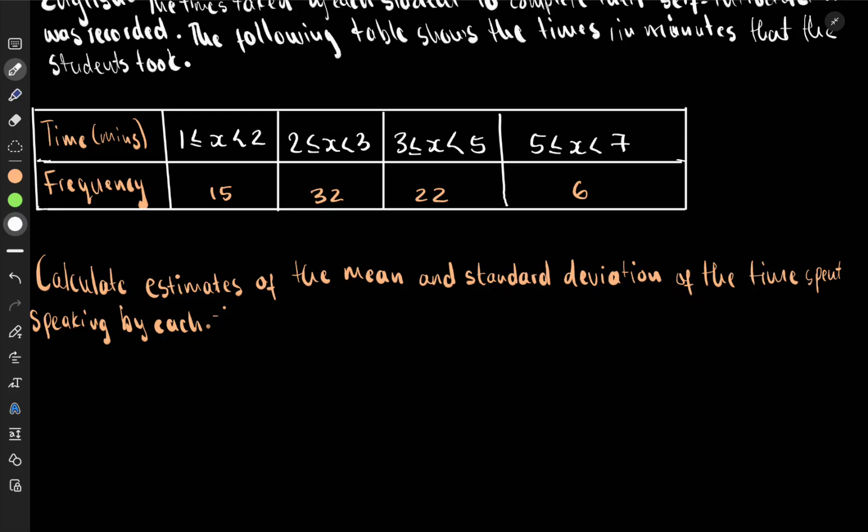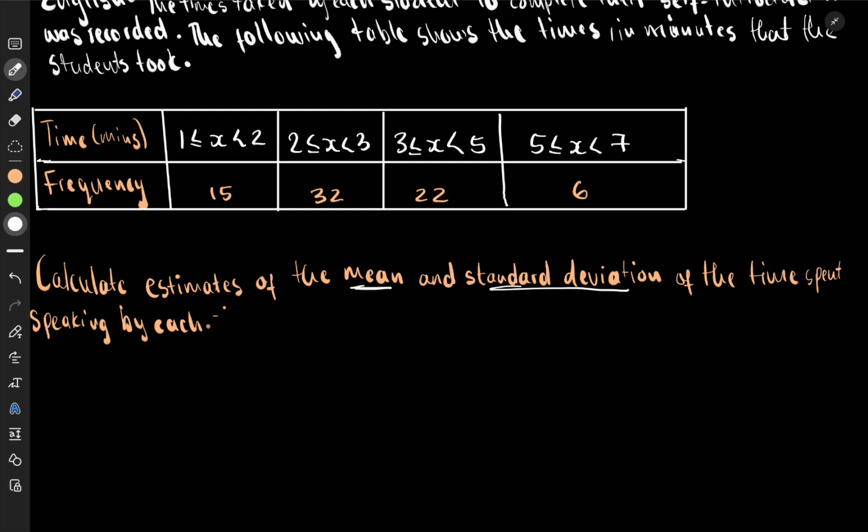Now, what do they want me to do? Calculate the estimates of the mean and standard deviation. Okay, every time I know that if they want standard deviation, I have to get mean first. Okay, so now we are doing a higher level question. There's something in this question now. It is that we now have grouped data, right? We now have grouped data in our frequency distribution.